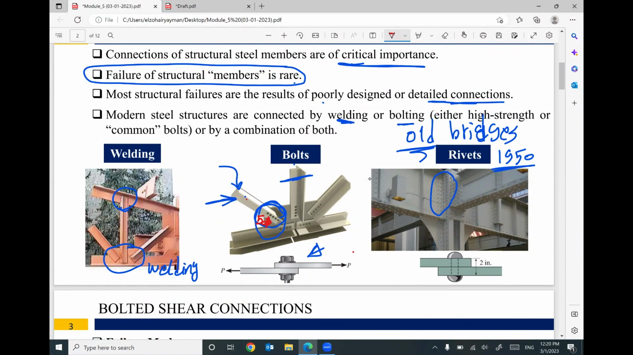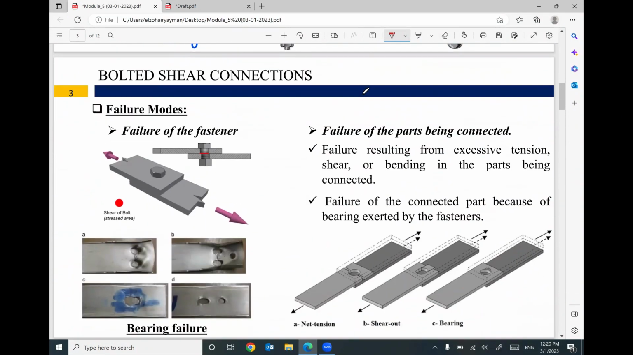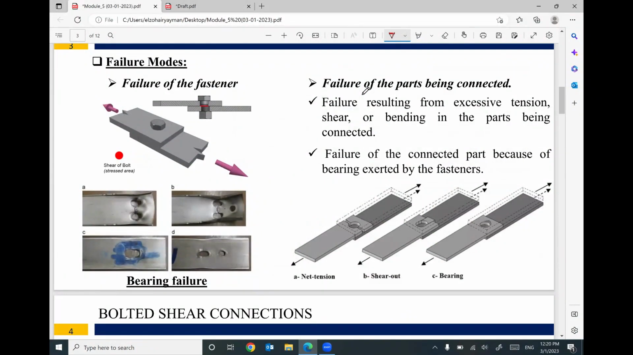Okay? So it's a very, very simple design and a very simple step. But before this, I would like to share a few concepts about the failure modes. If you have failure in the connection, your failure can be something like this, or like this, or like this, or like this.